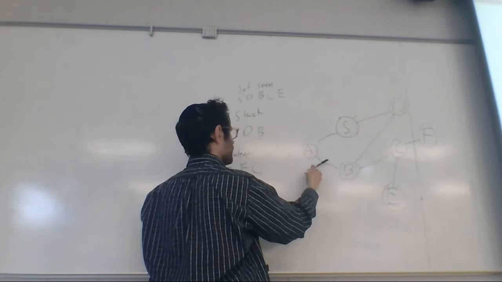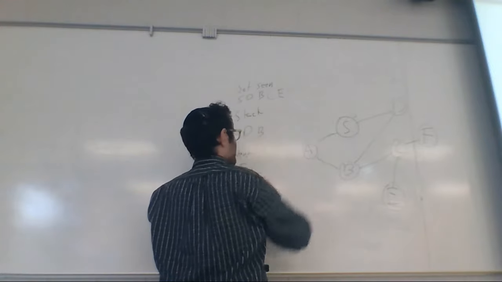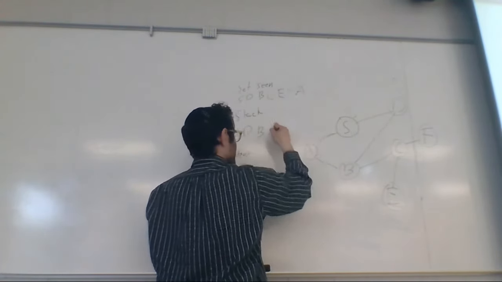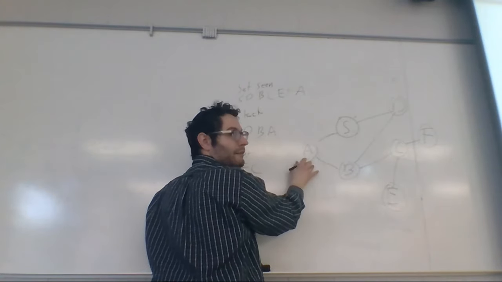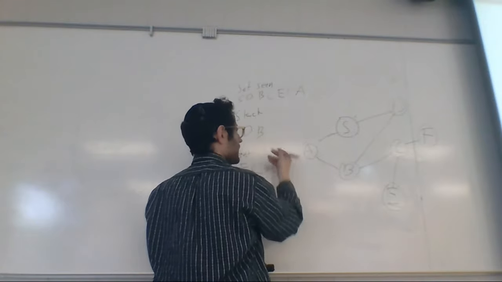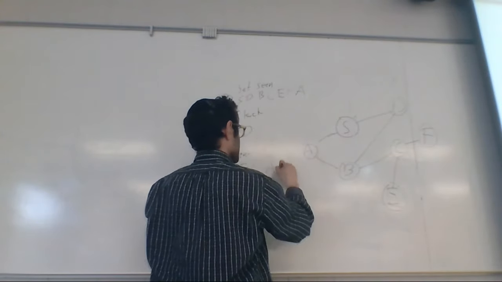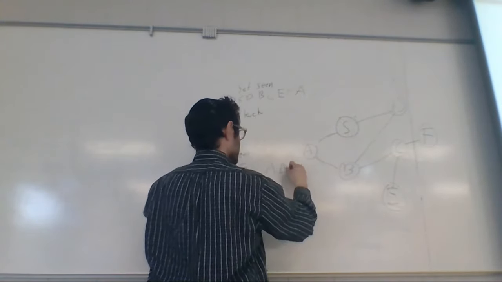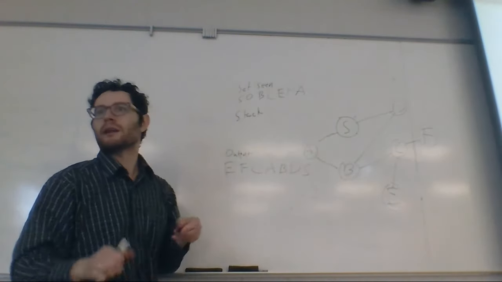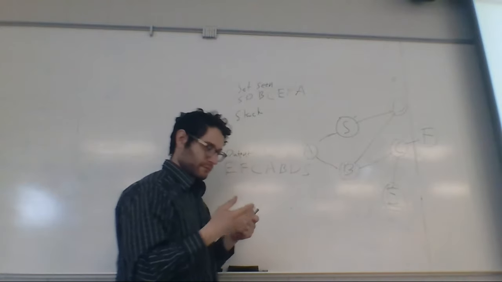We can go somewhere new from B. We can go to A. So we put A on top of the stack. And then we're at a dead end, so we pop. And then we're at a dead end for B, so we pop. Dead end for D, so we pop. And a dead end for S, we pop. The stack is empty. We're done exploring the graph.